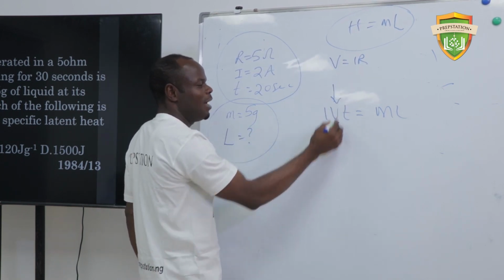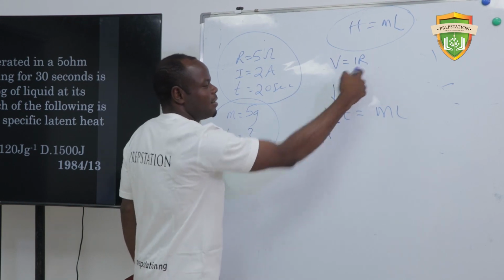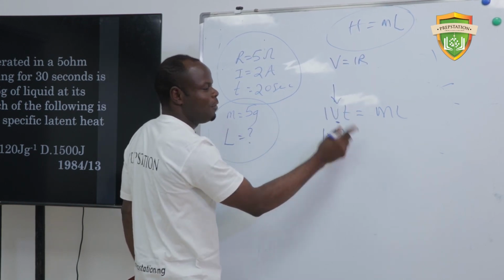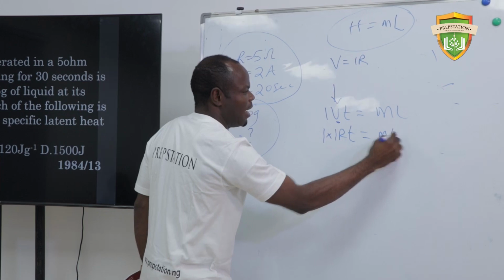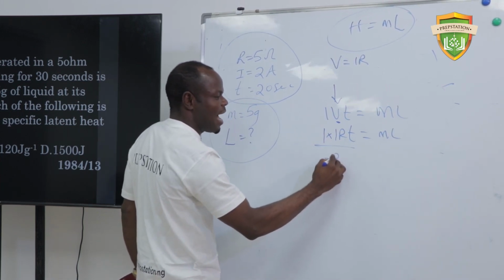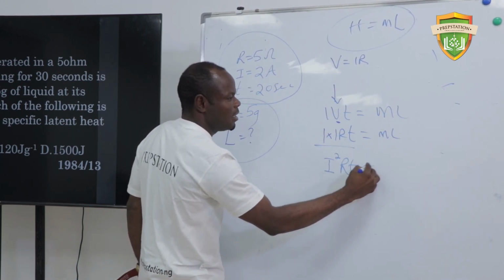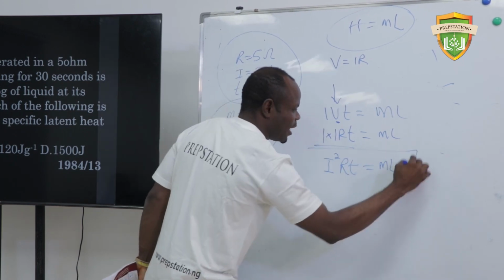We have V here, so that it becomes I. Then we have IR to stand in for V, and we have T equal to ML. Combining these together, it becomes what? I squared RT equal to ML. With this, you are done.